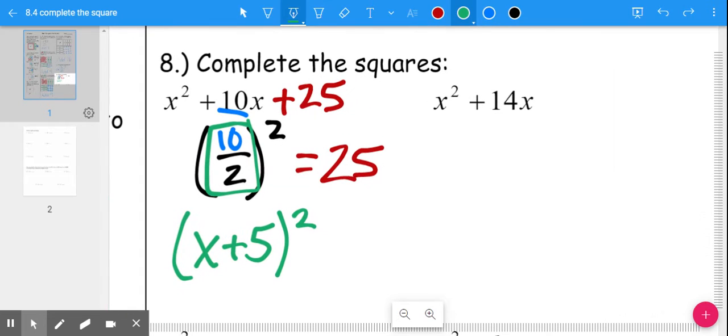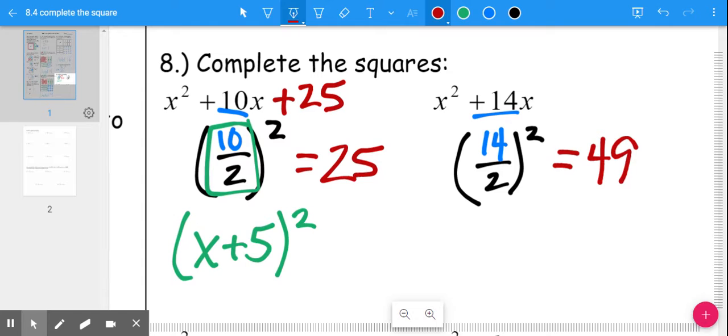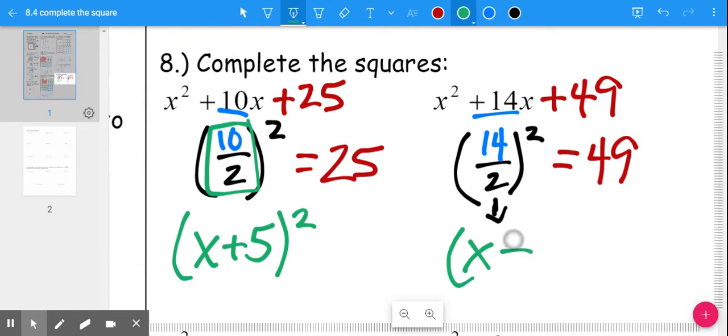So this one, we have x squared plus 14x. So if we're going to do b divided by 2 squared, your b value is 14. 14 divided by 2 is 7. 7 squared is 49. So we would add 49 on the end. And again, if we wanted to go ahead and factor that, you only need what's written inside. So we would have x, 14 divided by 2 is 7 squared.